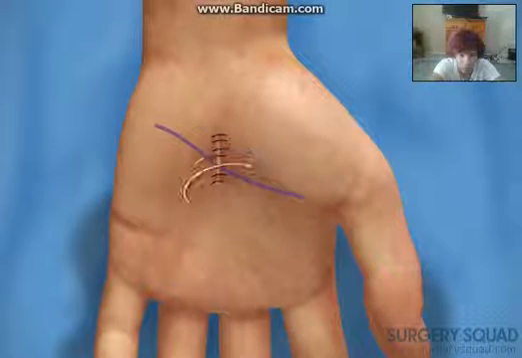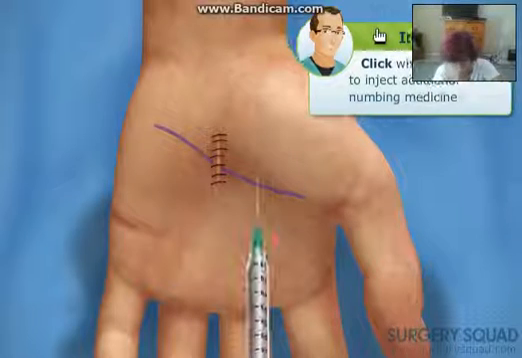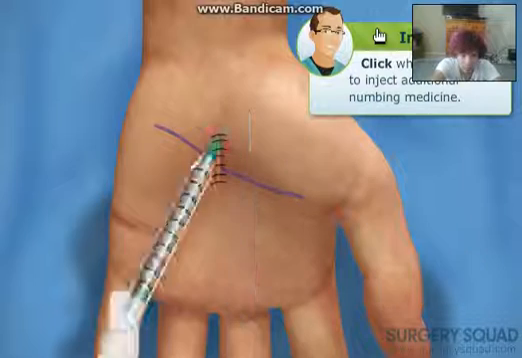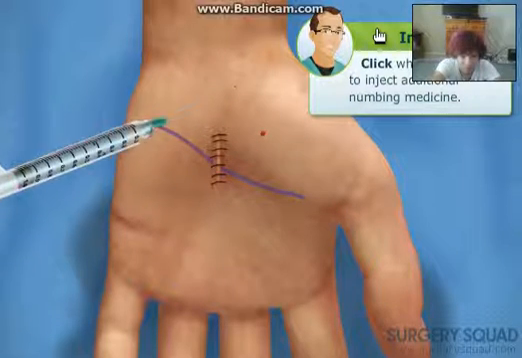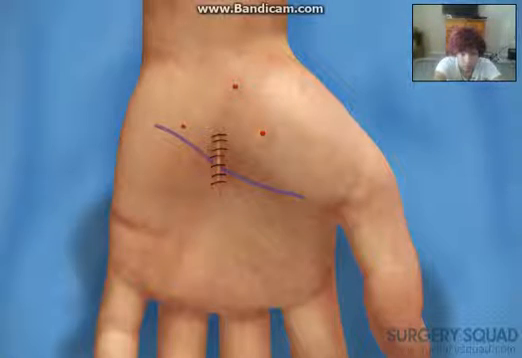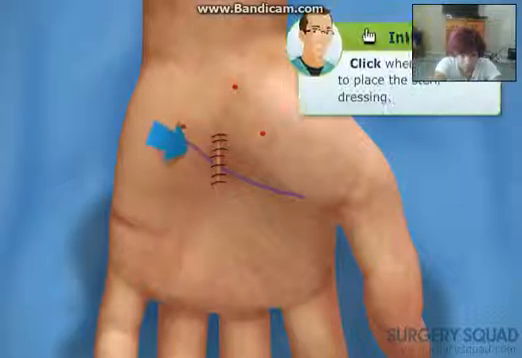It's fucking weird. With the wound closed, we'll inject additional numbing medicine around the operating site to help relieve some of the immediate pain the patient may feel after surgery. And lastly, we'll place a small dressing over the wound to absorb any residual blood.